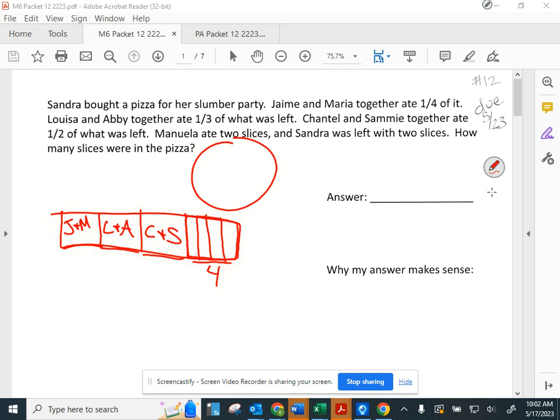Luciana, where did you get the other C? This is an L. Louisa and Abby, this is a C. Sorry.